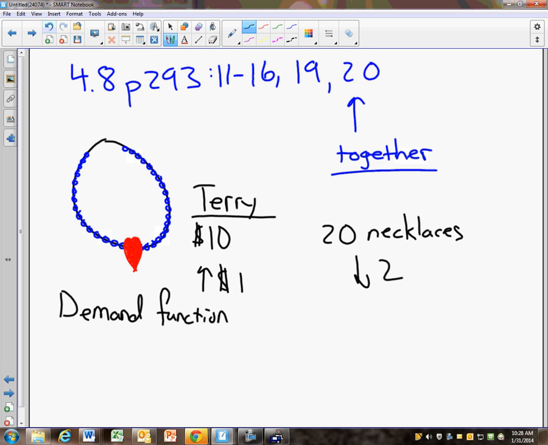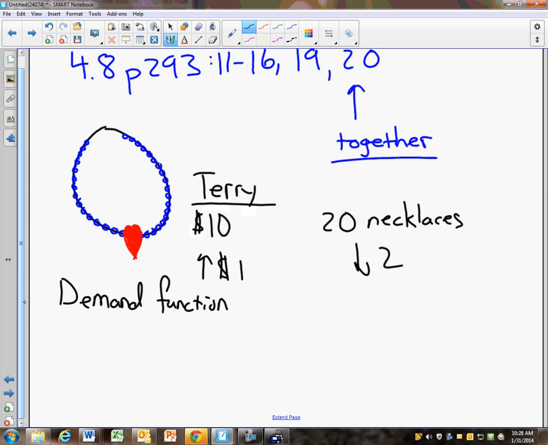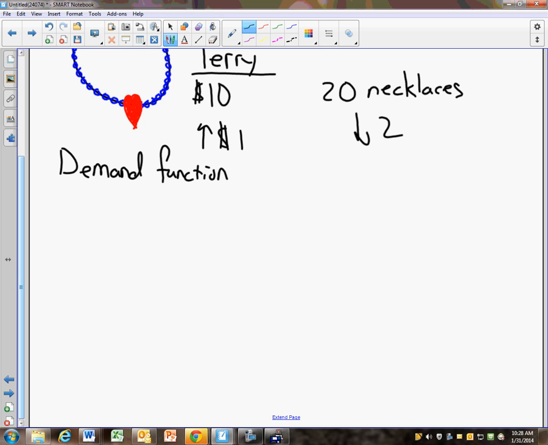Necklace costs $36. What should the selling price be to maximize profit?